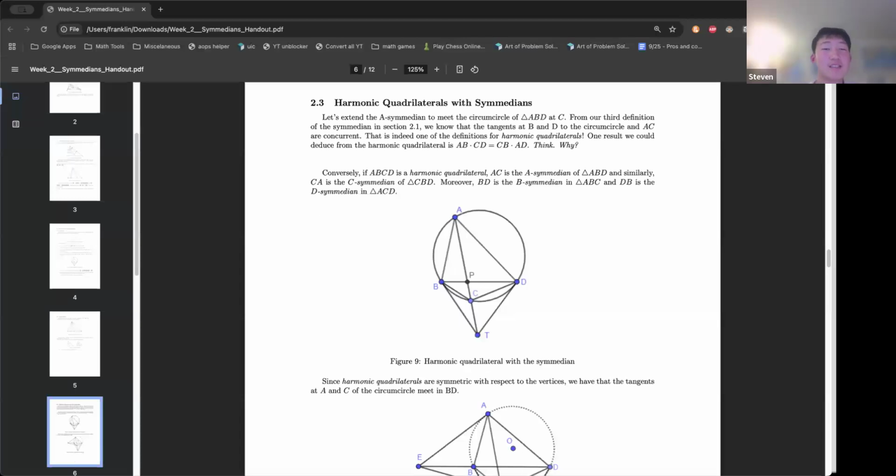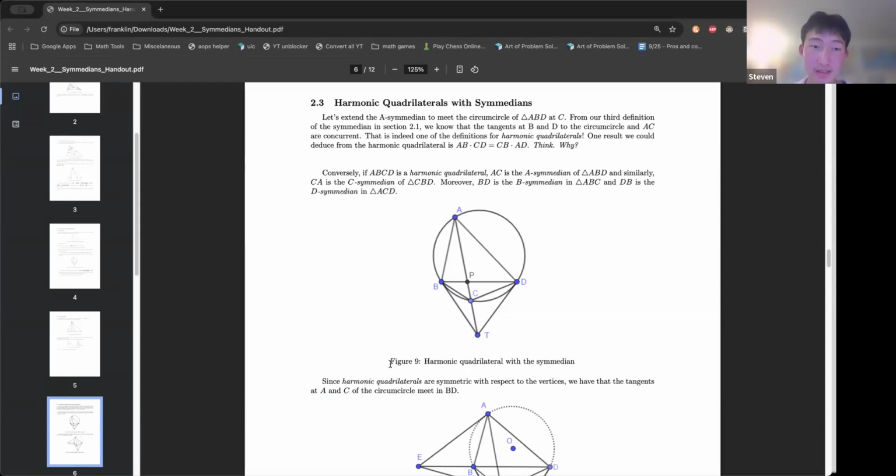Sure. So let's say that we have our dear friend the A-Symmedian again. And this time we're going to bring out the circumcircle of triangle ABC. So now we're going to see how the Symmedian interacts with the circumcircle of triangle ABC, which is a really common suspect among the problems.